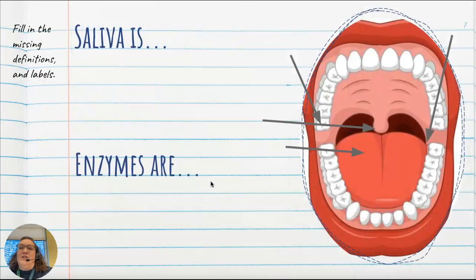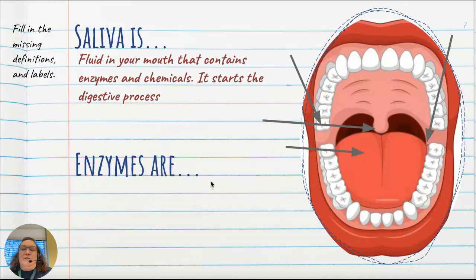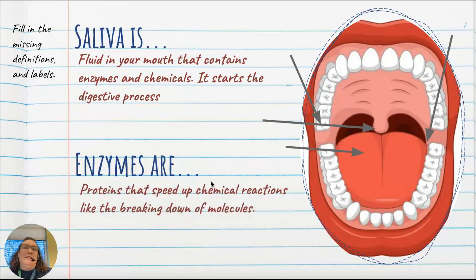So first off, digestion really starts in your mouth with saliva, which is a fluid in your mouth that contains lots of enzymes and chemicals that start the digestive process. These enzymes are basically a kind of protein and they speed up chemical reactions, which allows them to easily break down food. So on your diagram, you're going to label the tongue because that's an active part of moving food around inside your mouth, which is mechanical digestion.